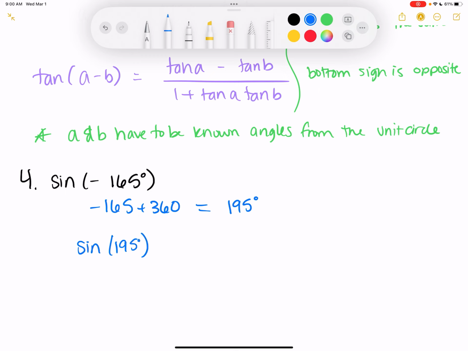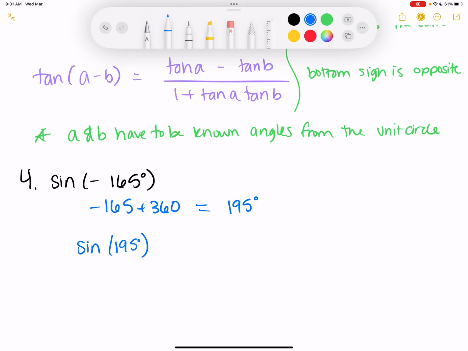And you might be like, well, how are you allowed to do that? Well, it's in the same spot on the unit circle, so my final answer is going to be the same. 195 is not on the unit circle. Negative 165 isn't either. So I need to find two known angles that, when added or subtracted, and I don't care which one, give me 195. This is why I say it's a lot easier to have it in front of you, because even if you know the values, trying to figure out what adds up, it's easier to see it.